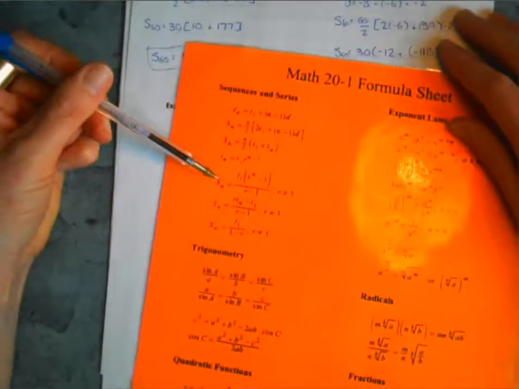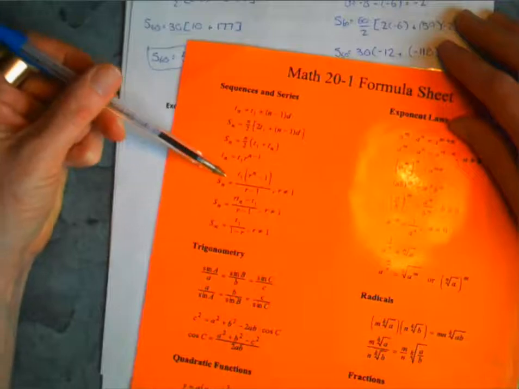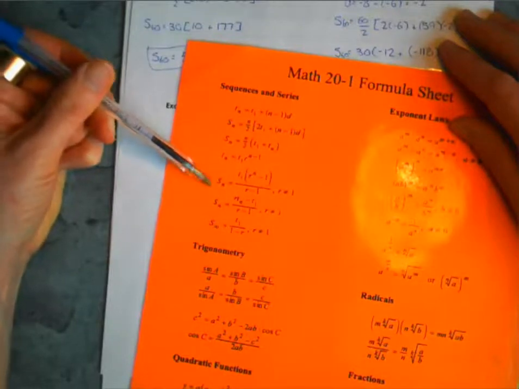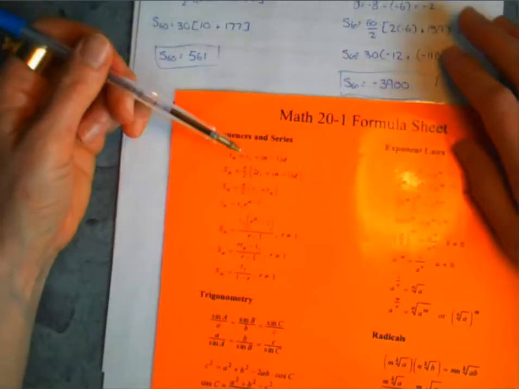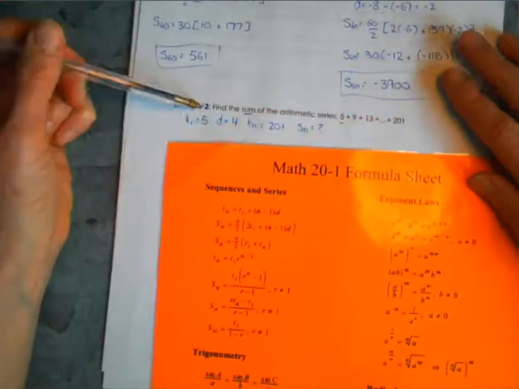Don't worry about these ones down here. You're going to find out about those later. Even though they are also asking for Sn, they're going to apply to a different type of sequence and series, so just ignore those for now, okay? We have to pick out of these two, and we want to look at our variables.